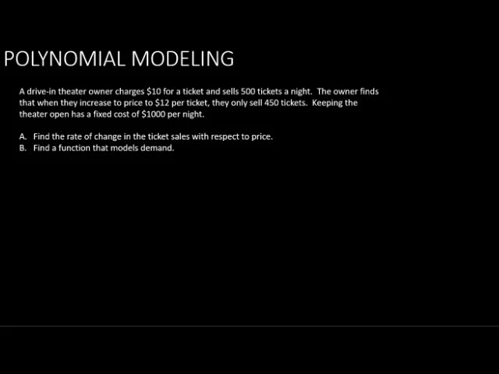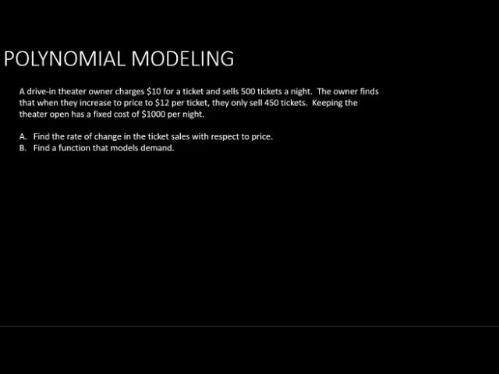Here we'll do more polynomial modeling practice. This question says, a drive-in theater owner charges $10 for a ticket and sells 500 tickets a night. The owner finds that when they increase the price to $12 per ticket, they only sell 450 tickets. Keeping the theater open has a fixed cost of $1,000 per night. Part A asks us to find the rate of change in the ticket sales with respect to price.